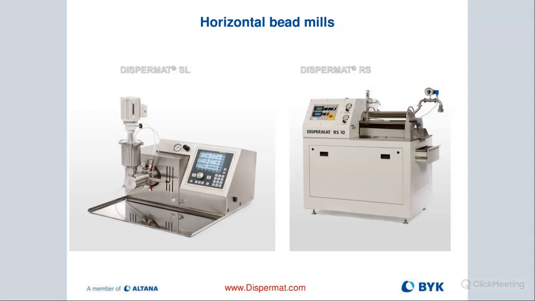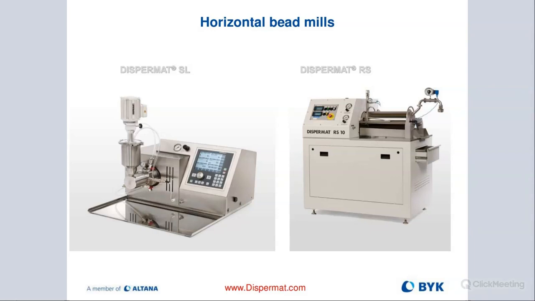So then we have the horizontal bead mill. Our laboratory scale is called the SL mill, and then we go all the way up to production scale. There's always a need for a horizontal bead mill, especially if you go down to super small particles, right? Anything smaller than 500 nanometers, we really need to move over to a horizontal media mill. And then you can either do it in circulation mode.